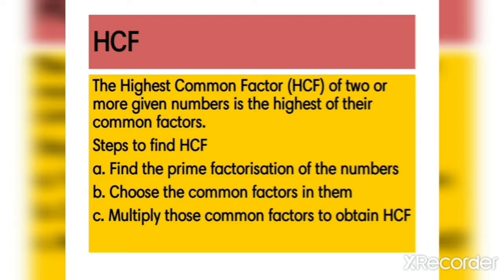Which are the steps to find HCF? Here are the steps to find HCF. First, find the prime factorization of the numbers. Then choose the common factors in them. And at last, multiply those common factors to obtain HCF. Here we will learn how to find HCF through the division method.